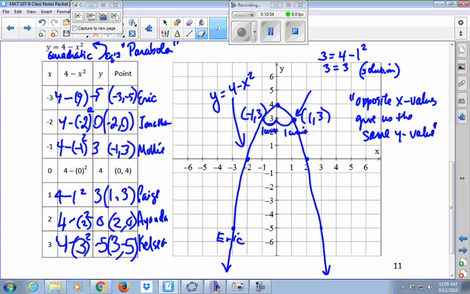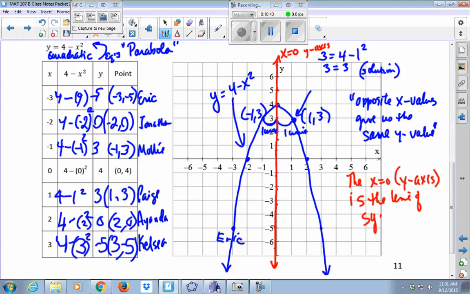And what did you say, Claudia? Right. So Claudia is saying that this line, which we call the y-axis, has the equation x equals 0, because every single point on the y-axis has an x value of 0. So what Claudia says is that the line x equals 0, which we famously call our y-axis, is the line of symmetry.